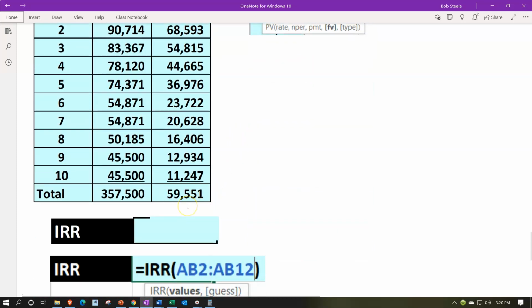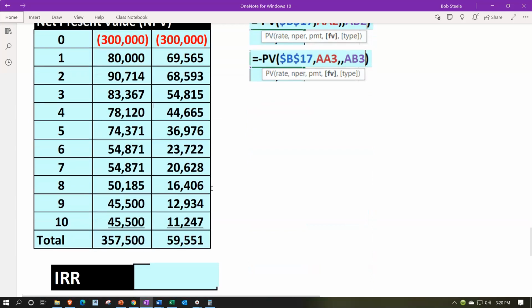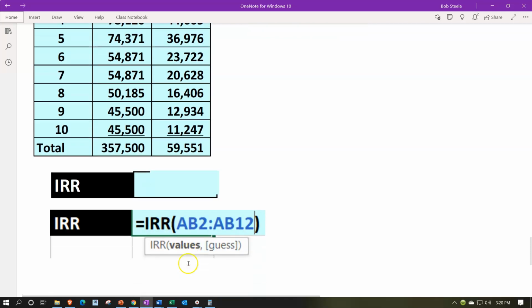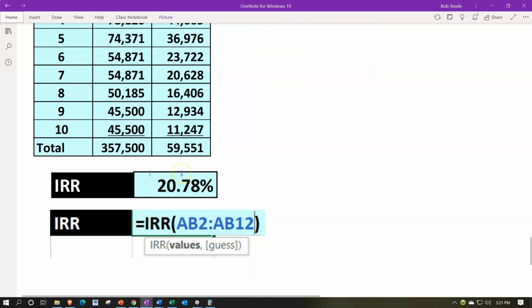So we have the 59,551, meaning it's above 0 and therefore cleared the 15% cost of capital. But what is the rate of return? What is the internal rate of return? For that, we could calculate the IRR, which is the rate at which this present value series of payments would be 0, calculated as equals IRR, the range of the cells being the 300,000 down to the 45,500, would give us then the 20.78. Well, that's pretty good, 20.78% return.